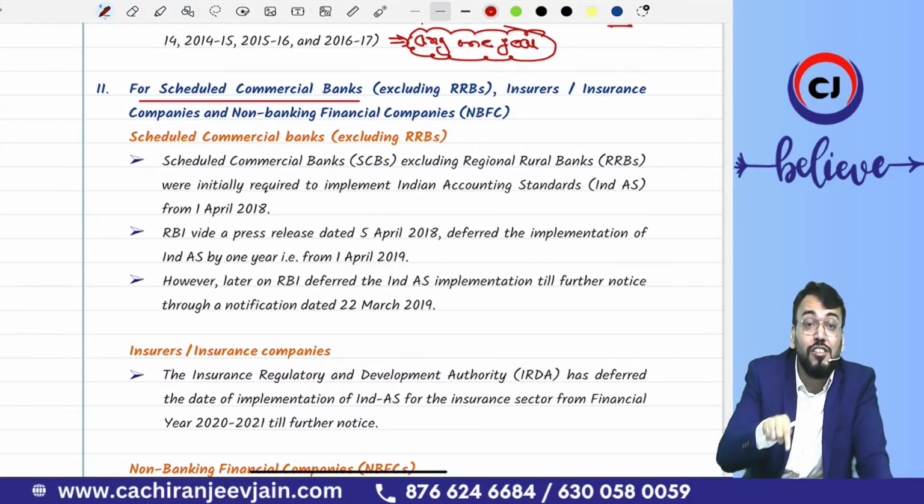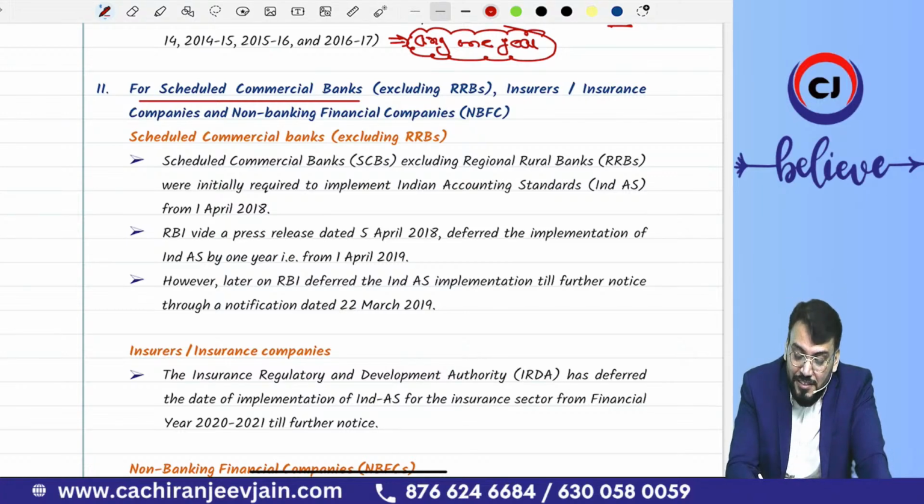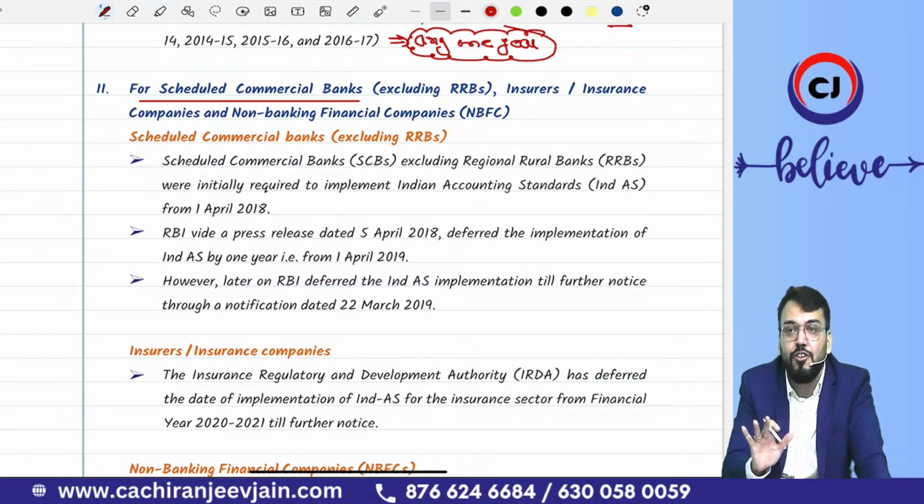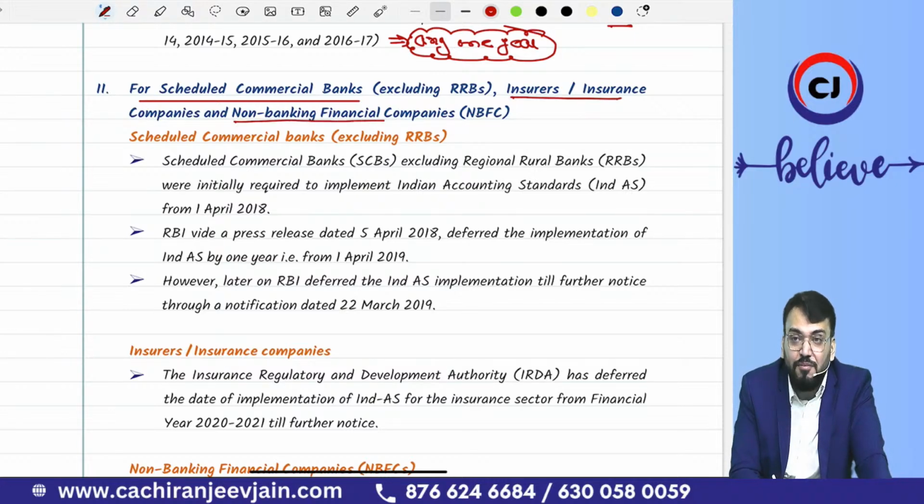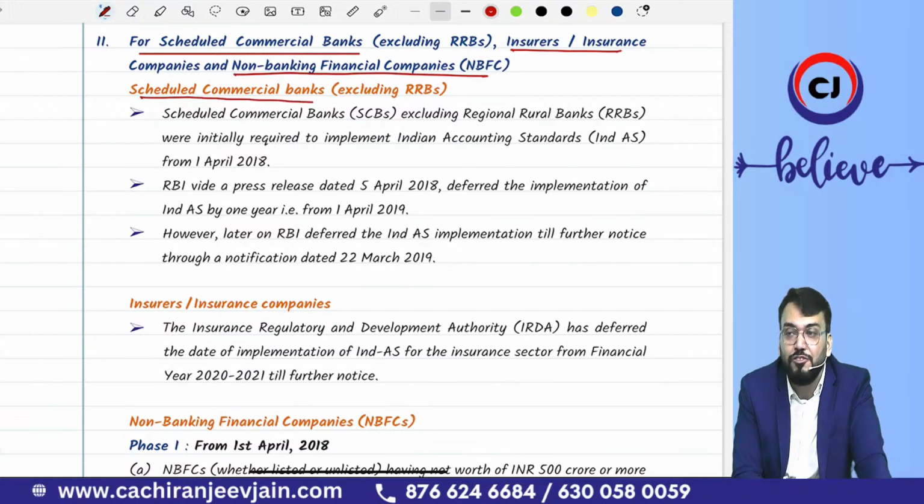So this is for all scheduled banks, excluding RRB. RRB means what? Regional Rural Bank. If you don't know, write down Regional Rural Bank. For Regional Rural Banks, these Ind AS are not applicable. Correct? Excluding RRBs. And insurance companies and non-banking financial companies. So first, let us understand about scheduled commercial banks.